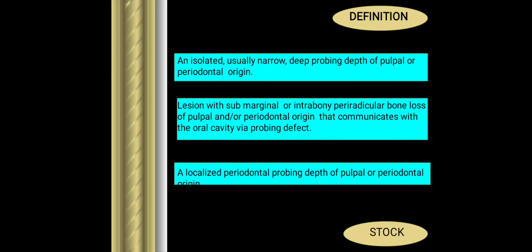I will start with the definition given by Stock: an isolated, usually narrow, deep probing depth of pulpal or periodontal origin. A lesion with submarginal or intrabony periradicular bone loss of pulpal and/or periodontal origin that communicates with the oral cavity via a probing defect. A localized periodontal probing depth of pulpal or periodontal origin.